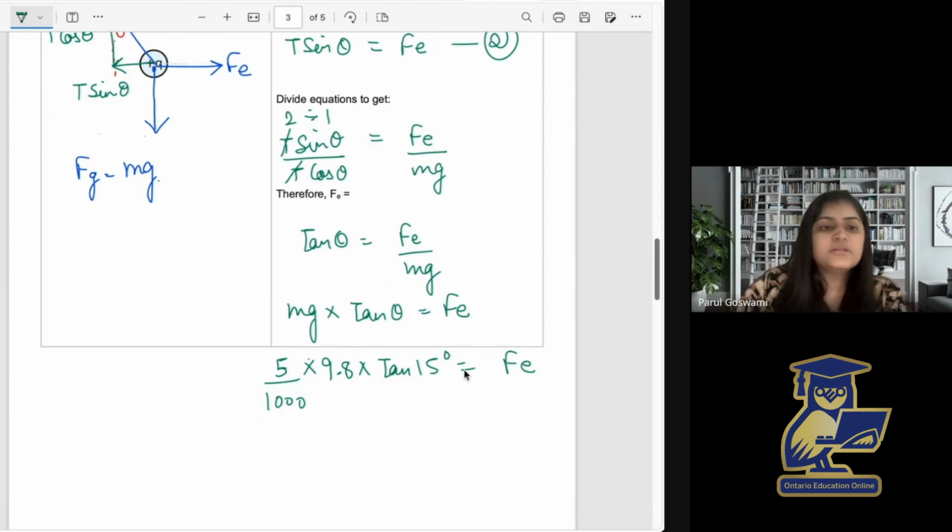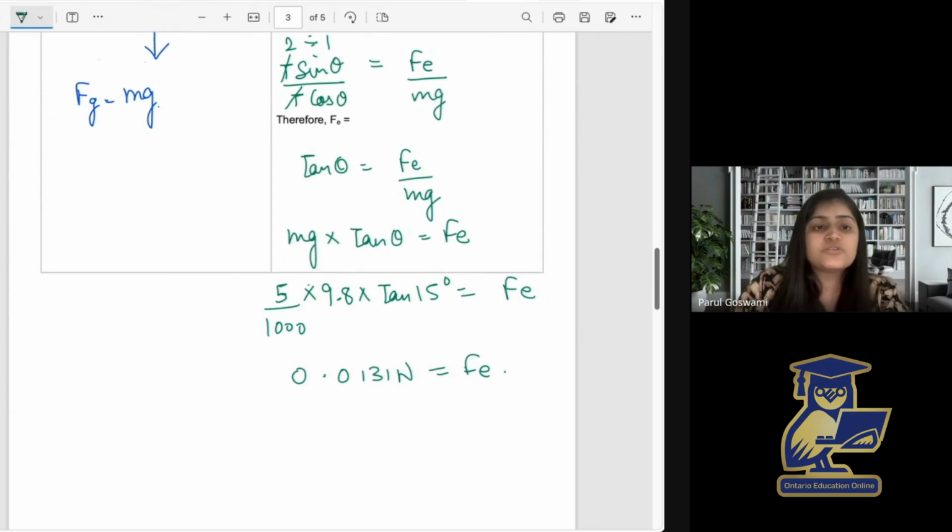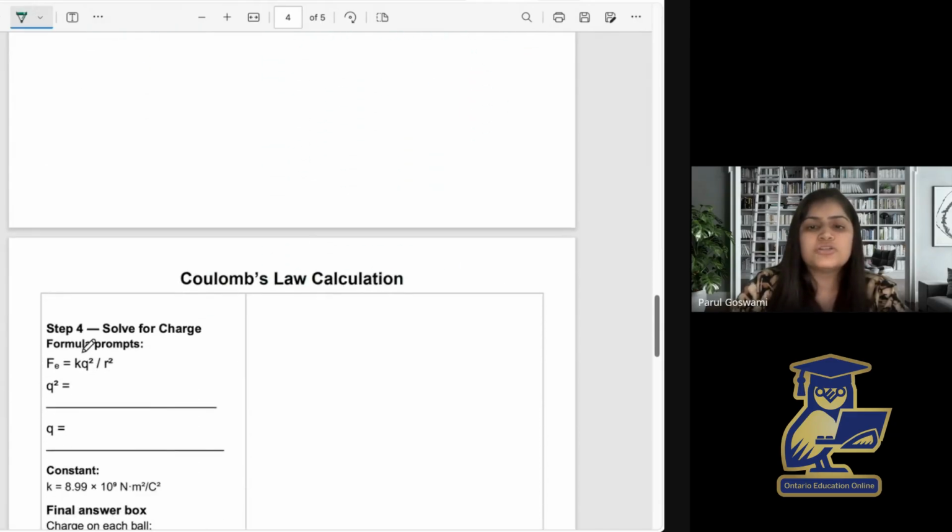Now on solving this, we will get 0.0131 Newton, which would be the value of electrostatic force. So electrostatic force between the two pith balls is 0.0131 newtons. This value will now be used in Coulomb's law to solve for the charge.